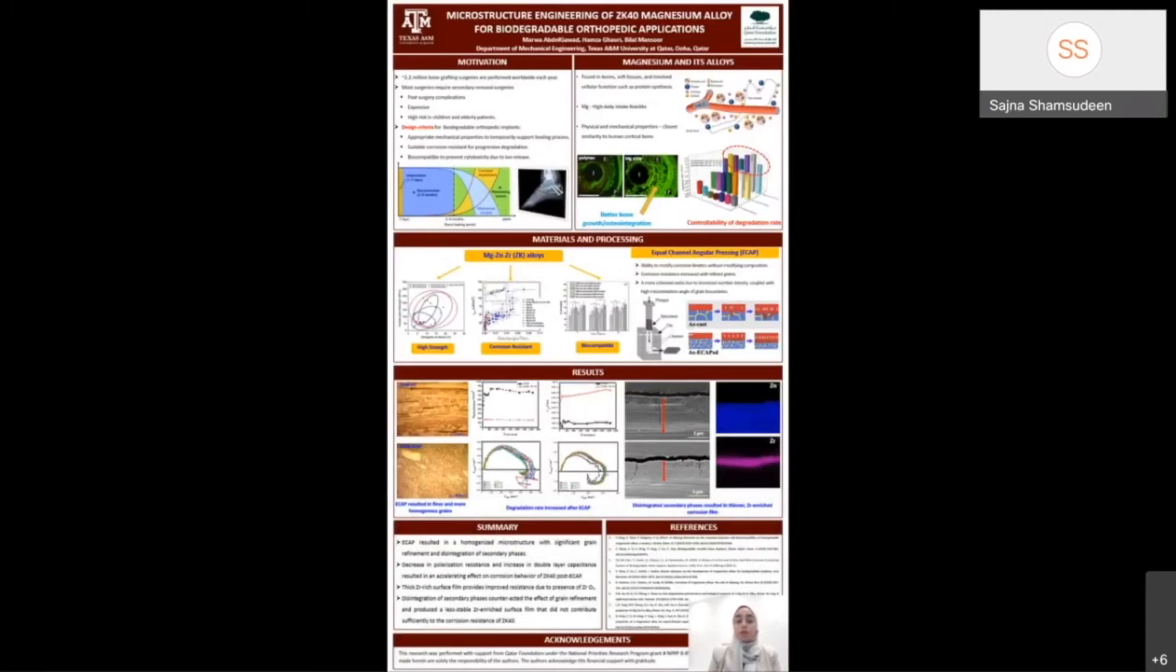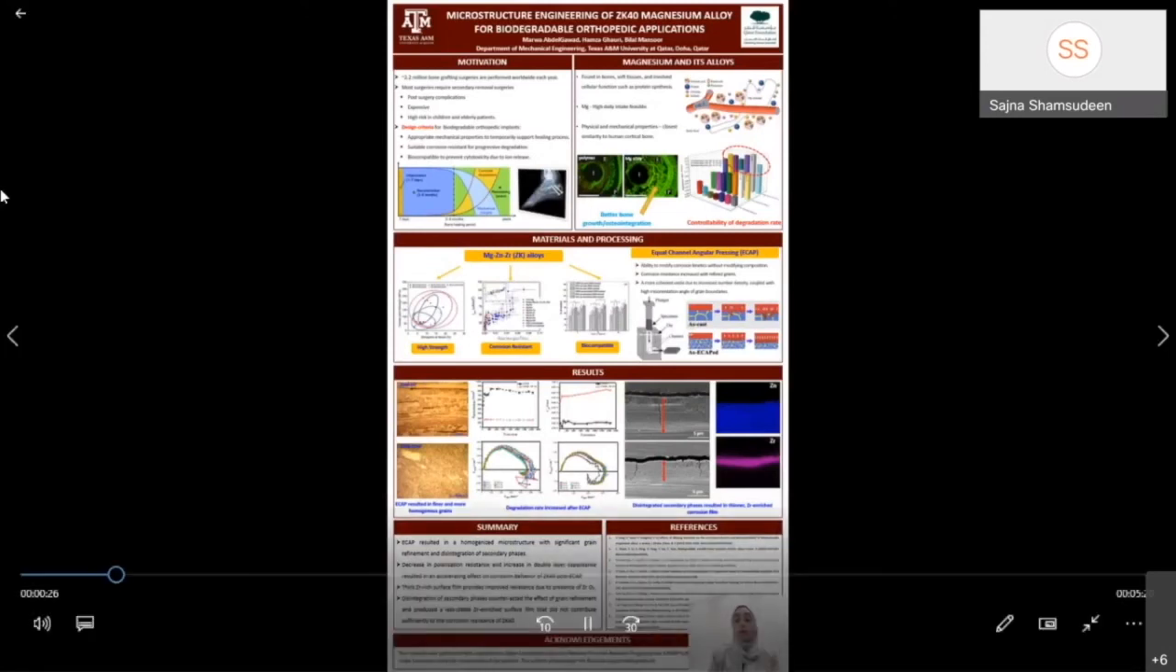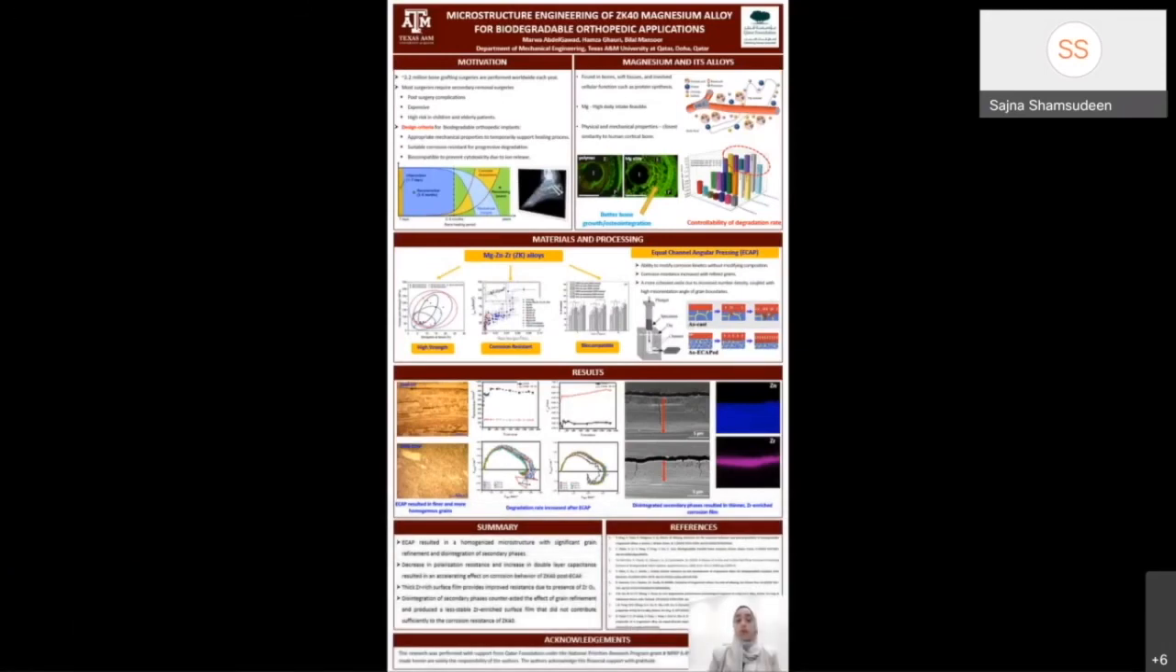Now, the motivation behind my research is that it has been reported that there are 2.2 million bone grafting surgeries performed worldwide each year. Unfortunately, most of these surgeries require secondary removal surgeries because they involve permanent implants. And there are risks associated with the surgery, such as post-surgery complications, for example, inflammation and toxicity. There's high risk when you're dealing with children and elderly patients, and the process itself is expensive. And that is why there has been a shift towards biodegradable orthopedic implants.